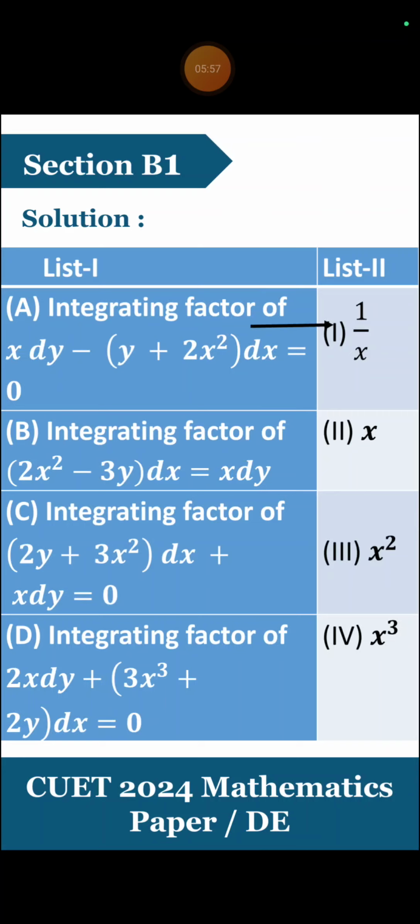So let's see the options. A part is related with 1. B part is related with 4. C part is related with 3. And D part is related with 2. That is how we land with the option 2.